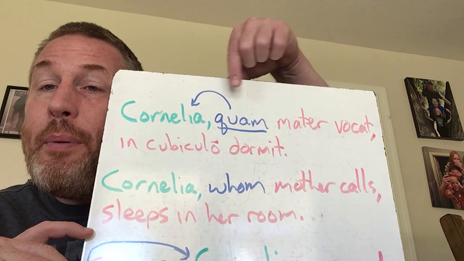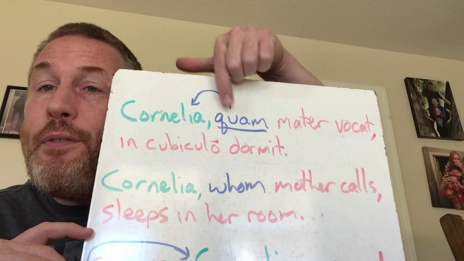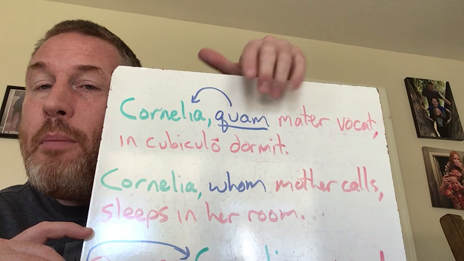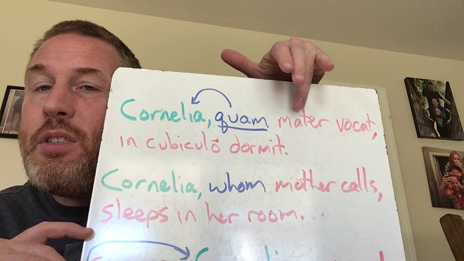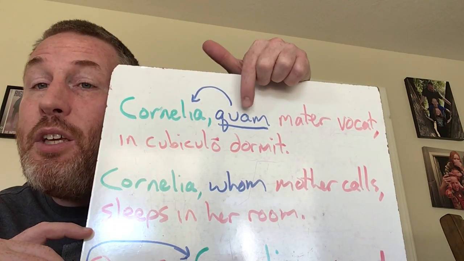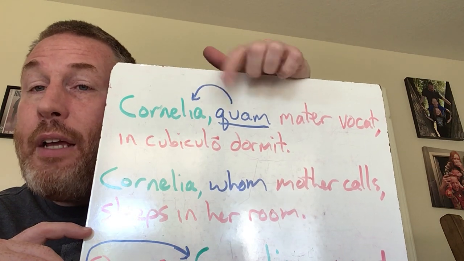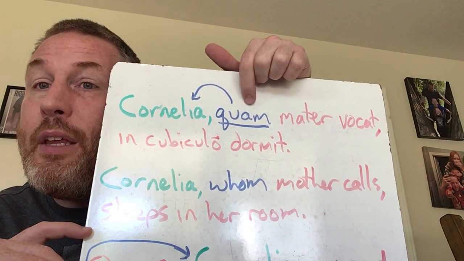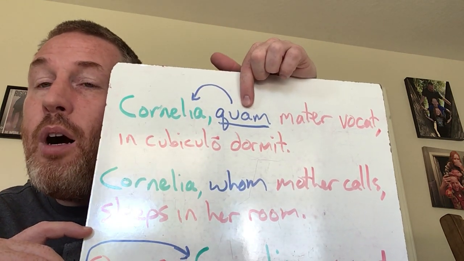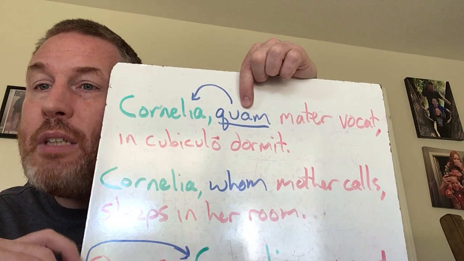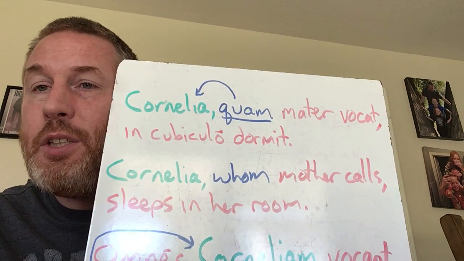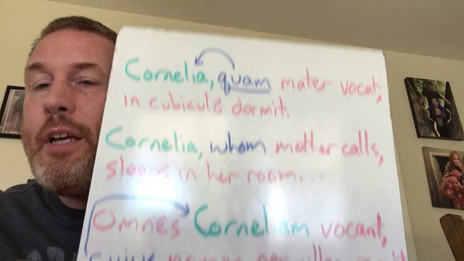As you can see, I'm keeping the colors the same, and I have drawn an arrow from the pronoun to its antecedent. So Cornelia, whom mother calls. Mother is the subject of this clause. Cornelia is the direct object of this clause, the quam. That's why it's accusative. It does match in number and gender, but its case is determined by what it's doing in this particular clause. While Cornelia is the subject of the whole sentence, quam is the direct object, for whom is getting called. So Cornelia, whom mother calls, sleeps in the room. So Cornelia sleeps in the room, and the quam is referring back to Cornelia.